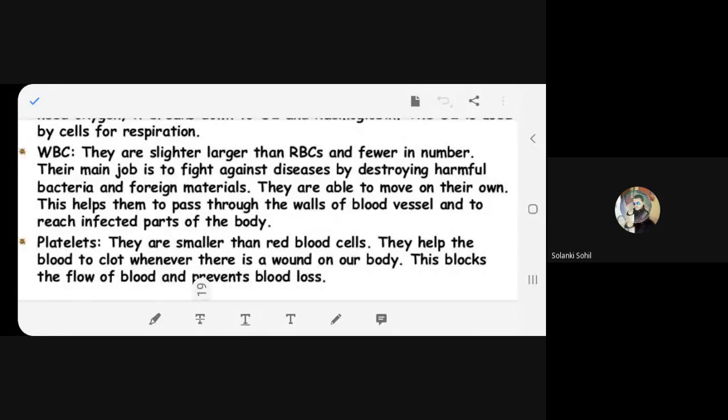It starts eating up those. It ingests the bacteria. It gobbles it, like how you saw in amoeba, how it takes the whole food inside. Same way, WBC ingests the bacteria. It swallows it. It kills it. They can move on their own, so they can pass through the walls of blood vessels, and wherever the body part is infected, they can reach there. They can travel on their own.